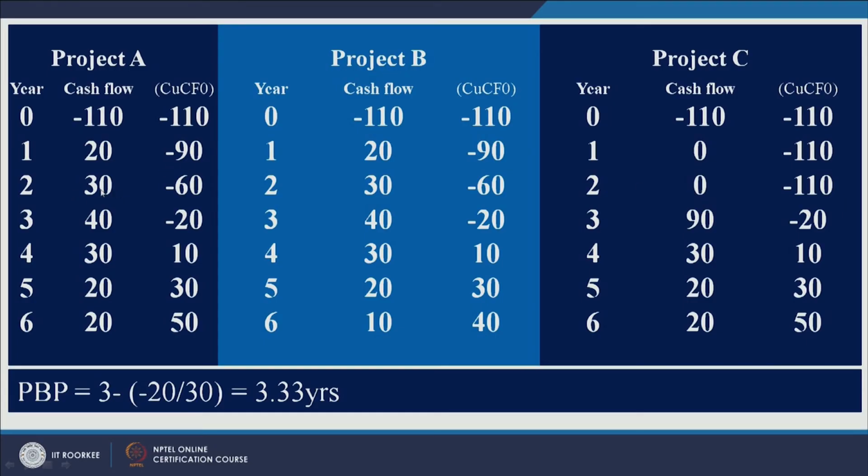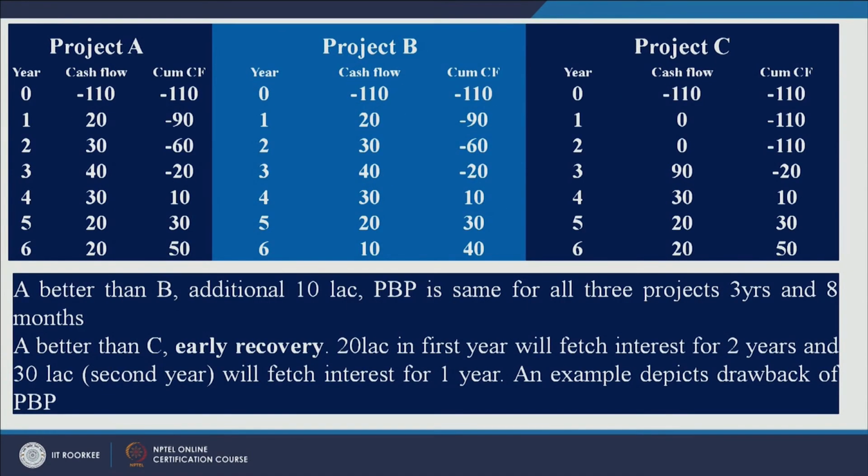Similarly, in the second year here it is 0 and here it is 30. So again you can earn interest of 30 lakh for 1 year, right? So interest of 20 lakh for 2 years, interest of 30 lakh for 1 year. So project A is the best project out of these 3. This is what I have written here: A is better than B and project A is better than C, because of early recovery.